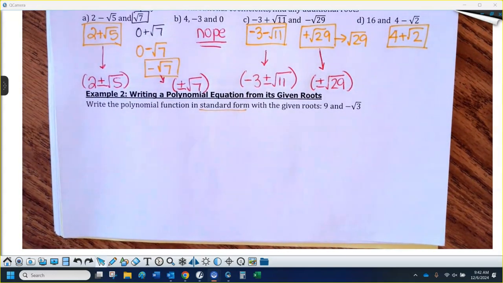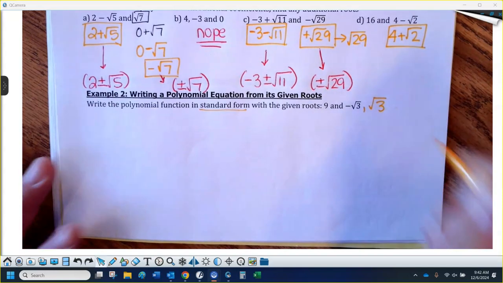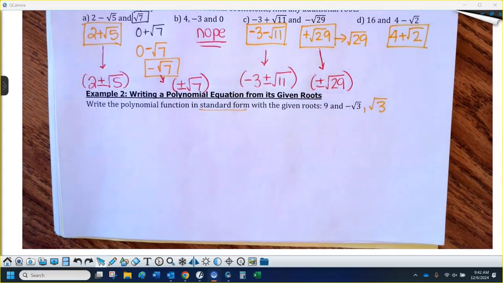Okay, based on what we just talked about, do I have any additional roots to this polynomial that are not listed in the problem? Hunter, what do you think? Plus square root of 3. You can just write square root of 3. You could put a positive sign in front of it, whatever. Don't put negative 9 because it's only for a square root that you get an additional root. So I really have 3 roots here.